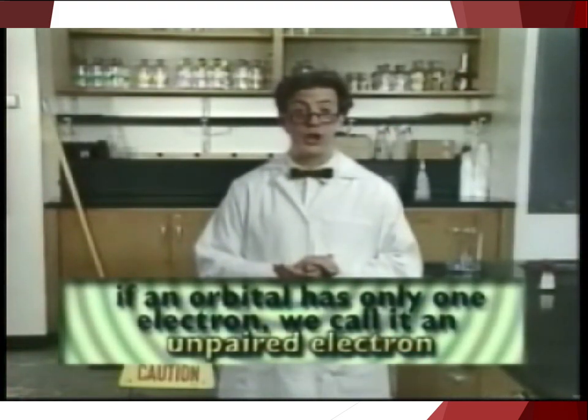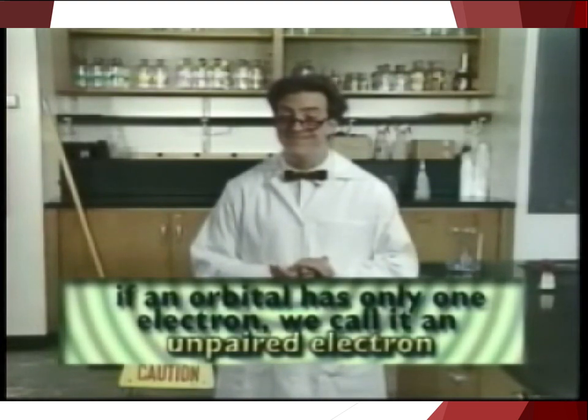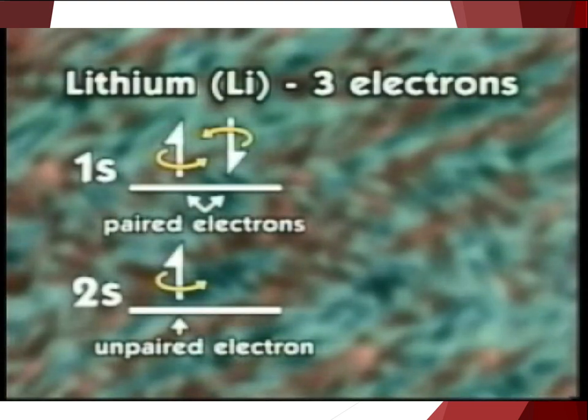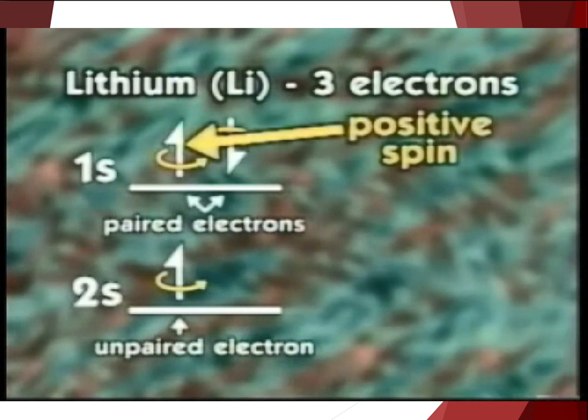If an orbital has only 1 electron, we call it an unpaired electron. So lithium, with its 3 electrons, has paired electrons in its 1s orbital and 1 unpaired electron in its 2s orbital. Lithium's paired electrons have opposite spins, 1 positive and 1 negative.